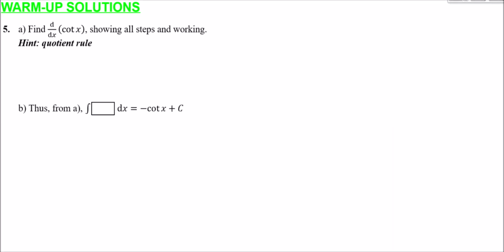Question 5. Need to differentiate cot x, again using the quotient rule as our hint. So let's rewrite cot x in terms of sines and cosines. Cot is the reciprocal of tan. Tan is sine over cos, so cot is going to be cos x over sine x.